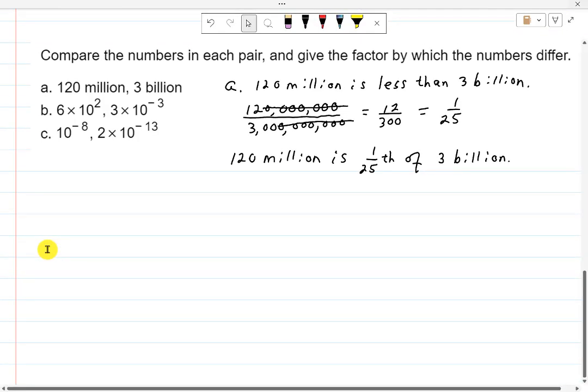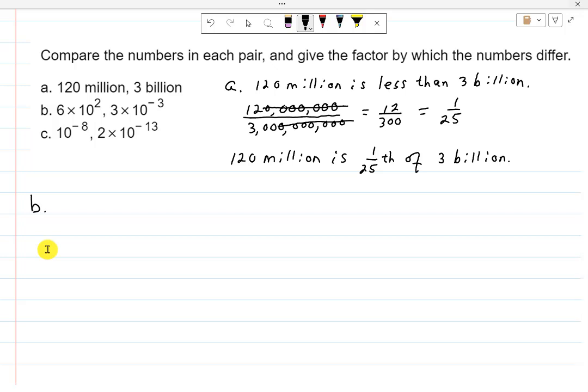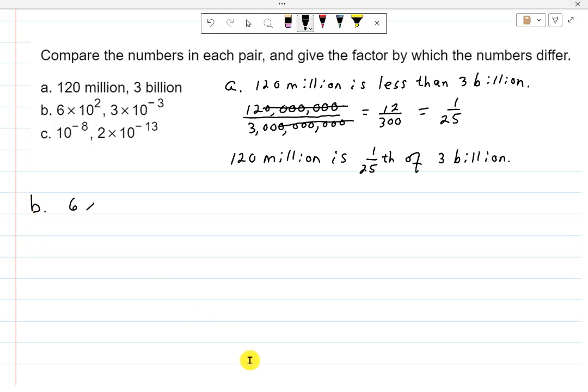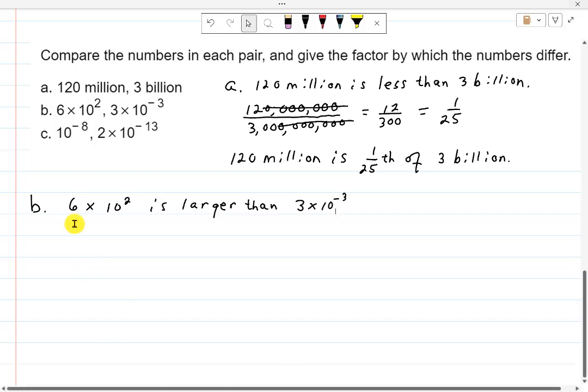Moving on to part B. So that's the idea. We're looking at how the second is in relation to the first. So here in part B, we can see that 6 times 10 to the second is larger than 3 times 10 to the negative 3. In particular, this is 600, and this here is just 0.003.